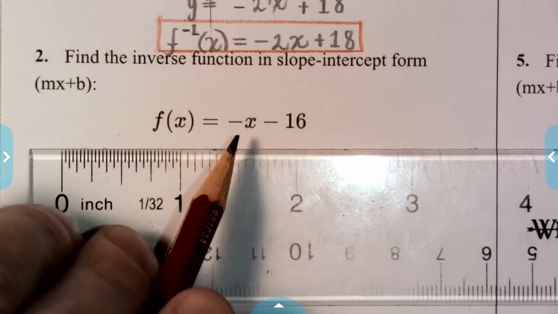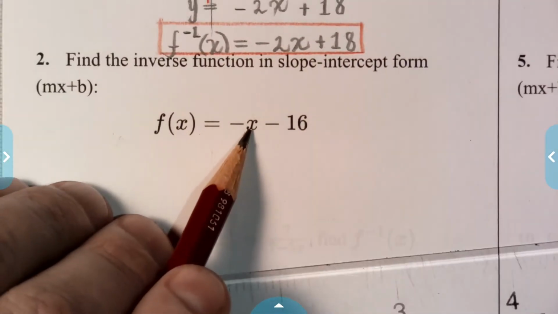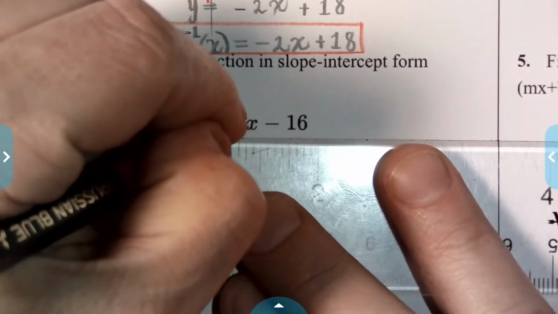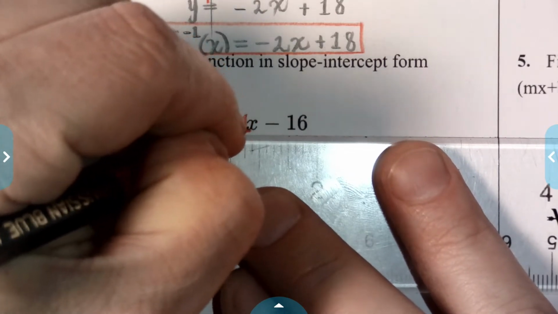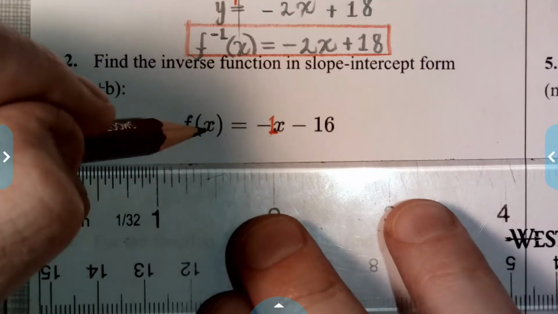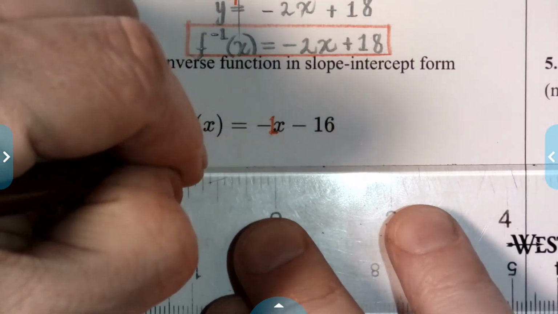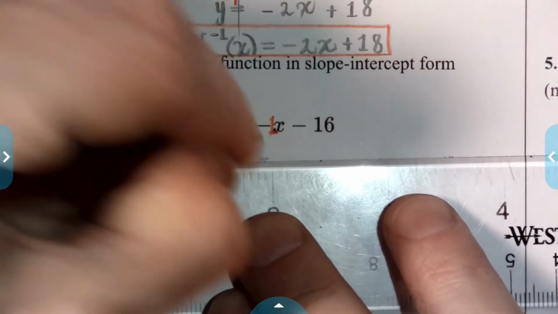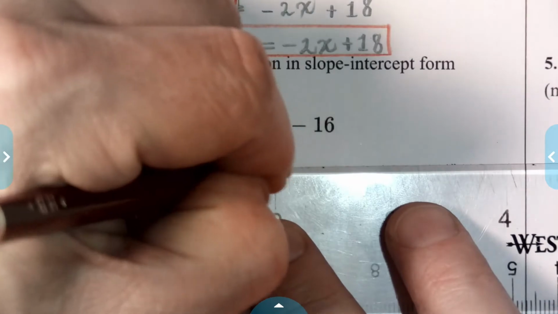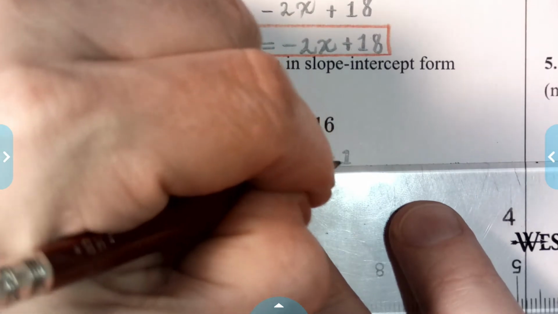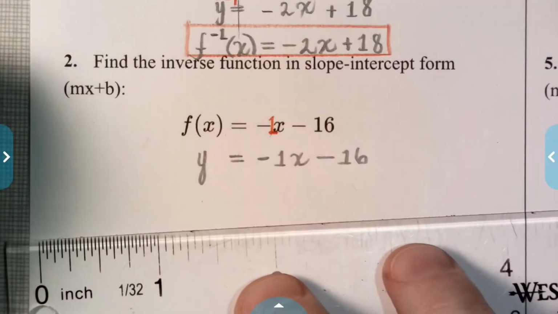Now, right away, whenever I see, we use the term naked variable because there's no number there. I think it's always useful to put a 1 because that is, in fact, what's there. So it's negative 1x minus 16. Okay, so let's move on. So the very first step is to go ahead and write this in terms of y. Y equals negative 1x, okay, minus 16. This should be, I think, a little simpler of a problem.